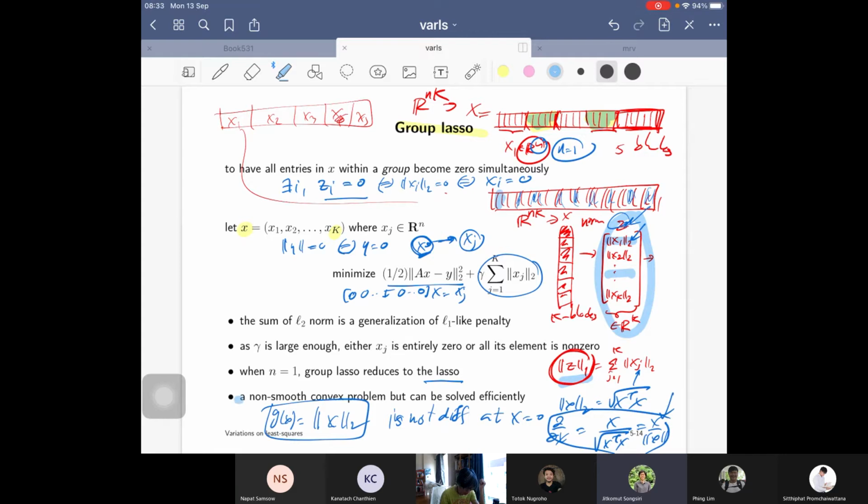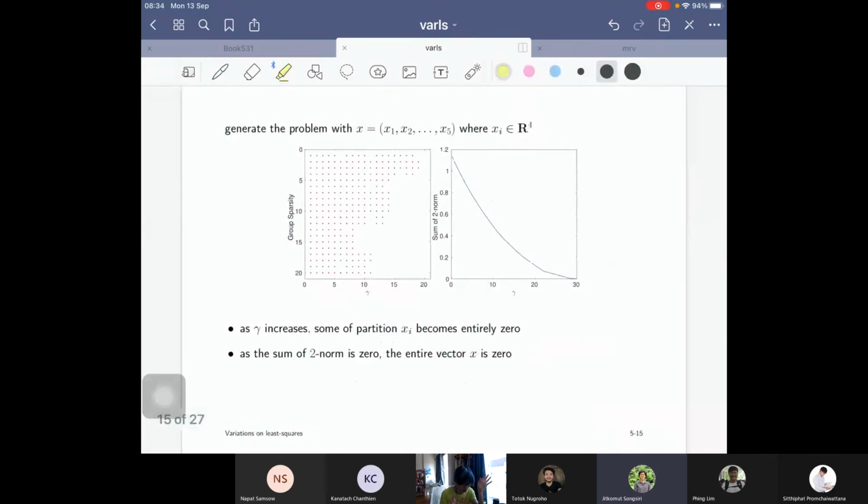There is a lot of story behind introducing algorithms to solve this kind of non-smooth problem, but we will leave that for when we look at this from the optimization point of view. So let's see the result. This is an example where x has 5 blocks. Each block is a vector in R^4.